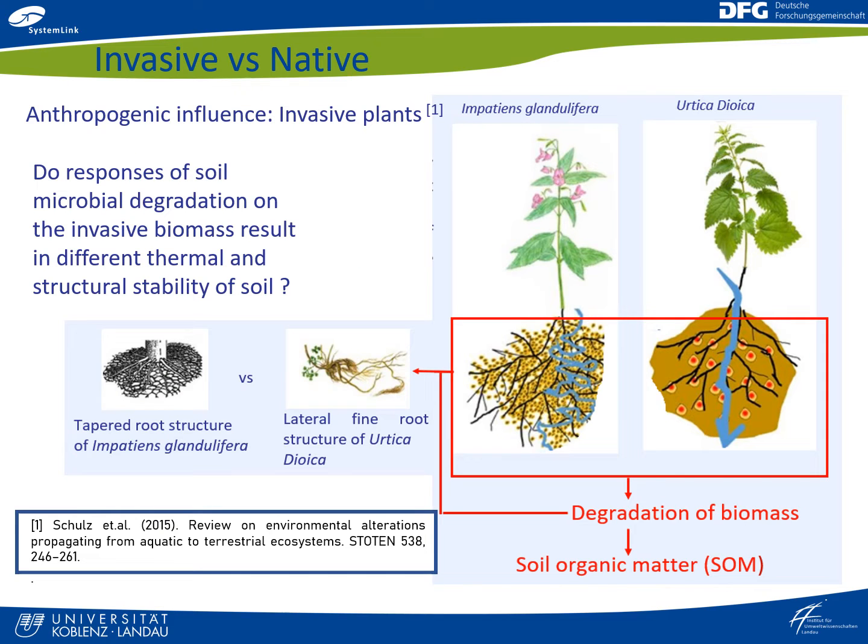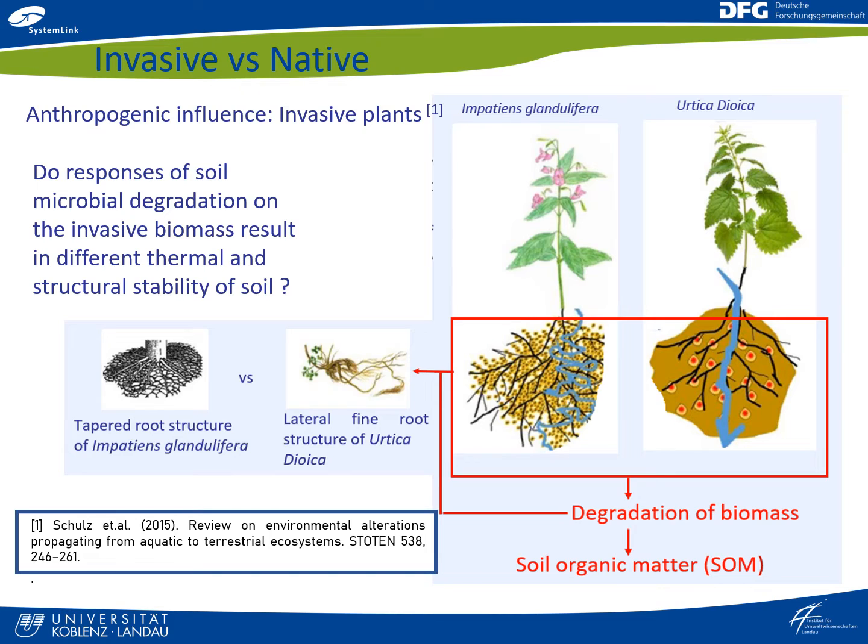First of all, I'm going to give you a quick overview of the project of System Link. We are looking at anthropogenic influences in riparian areas, especially in aquatic and terrestrial environments. In terrestrial environments, invasive plants are the result of anthropogenic influences. For that, we are looking at two plants. The invasive plant that we're looking at is Impatiens glandulifera, which is also known as Himalayan balm.